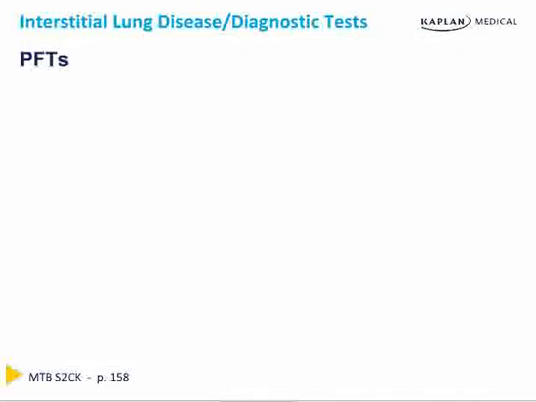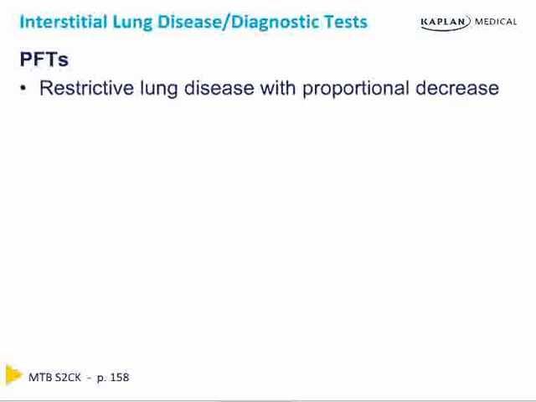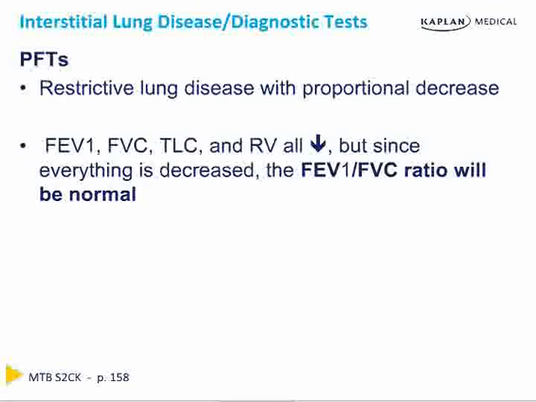All patients with interstitial lung disease should receive pulmonary function tests. Remember, a general rule of thumb is that in interstitial disease, all of the pulmonary function tests are going to have a proportional decrease in their values. The FEV1, the FVC, TLC, and RV are all decreased. That's because you have smaller, stiffer, and restricted lungs. But since everything is decreased, that FEV1 to FVC ratio will actually be normal.